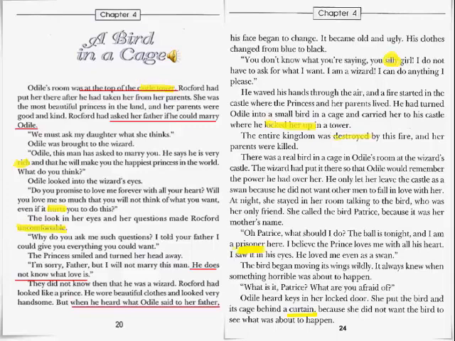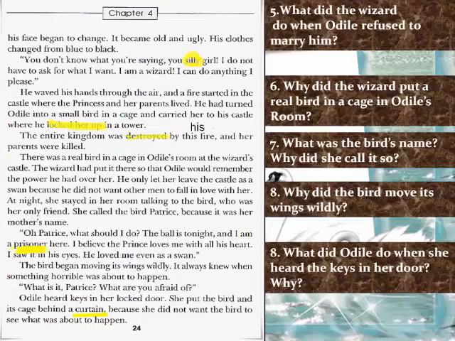Okay, now let's go for the last part of our video, which is the post-reading questions. These are the rest of the questions in your worksheet. Let us read them one by one and find the answers. Question number 5. What did the wizard do when Odile refused to marry him? Do you remember the part? It was on page number 24.